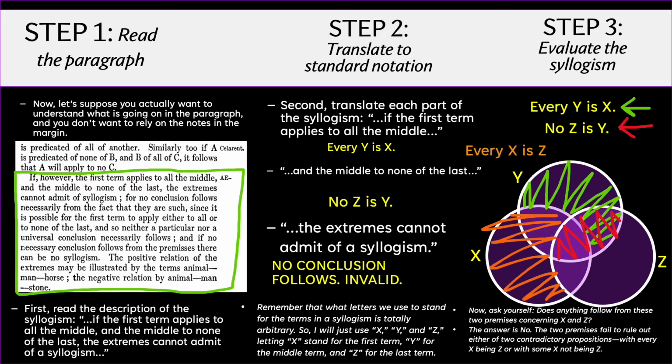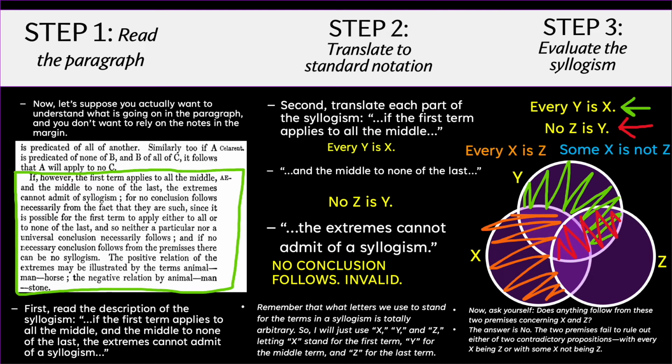So here I've illustrated one possible conclusion. Every x is z. To illustrate this, I've destroyed the part of the x circle that is outside of z, thereby making all of the x circle contained within the z circle. So that's one possible conclusion that's consistent with our two premises.